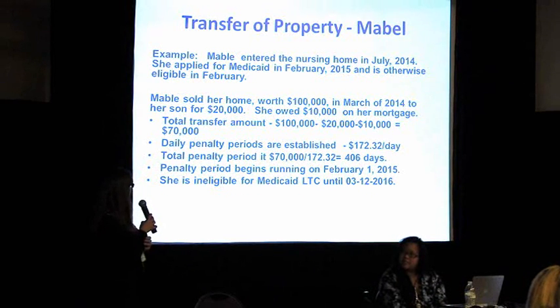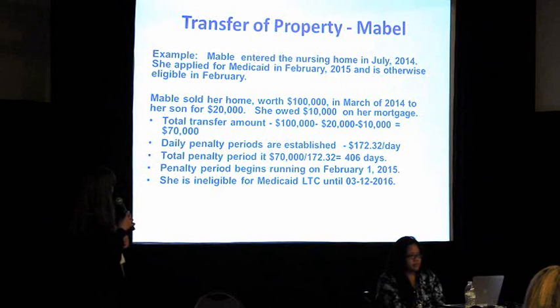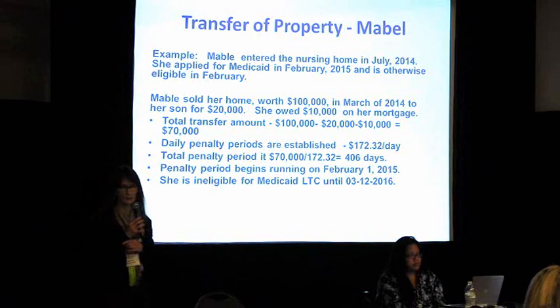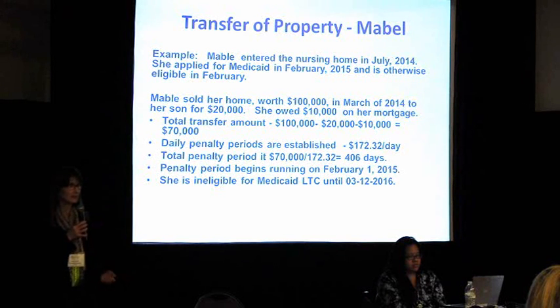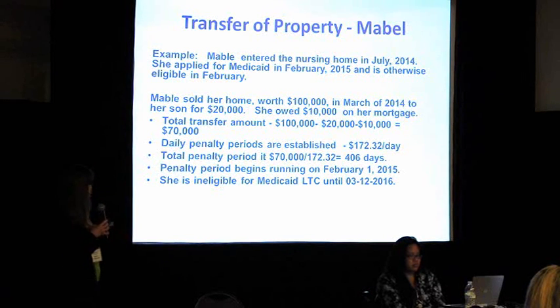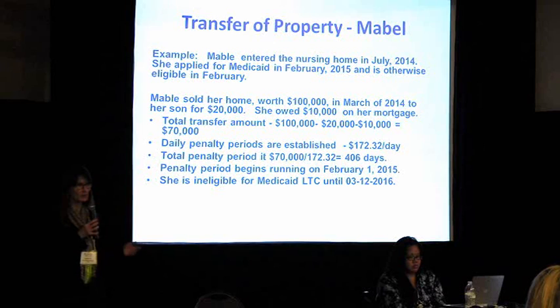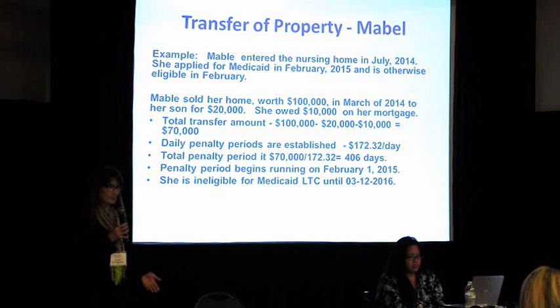Okay, so Mabel entered the nursing home in July of 2014. She applied for Medicaid in 2015, and she would otherwise be eligible for Medicaid, except that she transferred property. What she did was she sold her home, which was worth $100,000 in March of 2014, to her son for $20,000. Mabel thought she was doing a nice thing. Her son had helped her out, and she wanted the home to stay in the family. She said she owed $10,000 on it, so she wanted to get enough to cover her mortgage to get out from under it. And she needed a little bit of money to buy a TV set. Before she knew she was going down in health, she wanted to take care of a few things. So she thought she was doing something nice for her son.